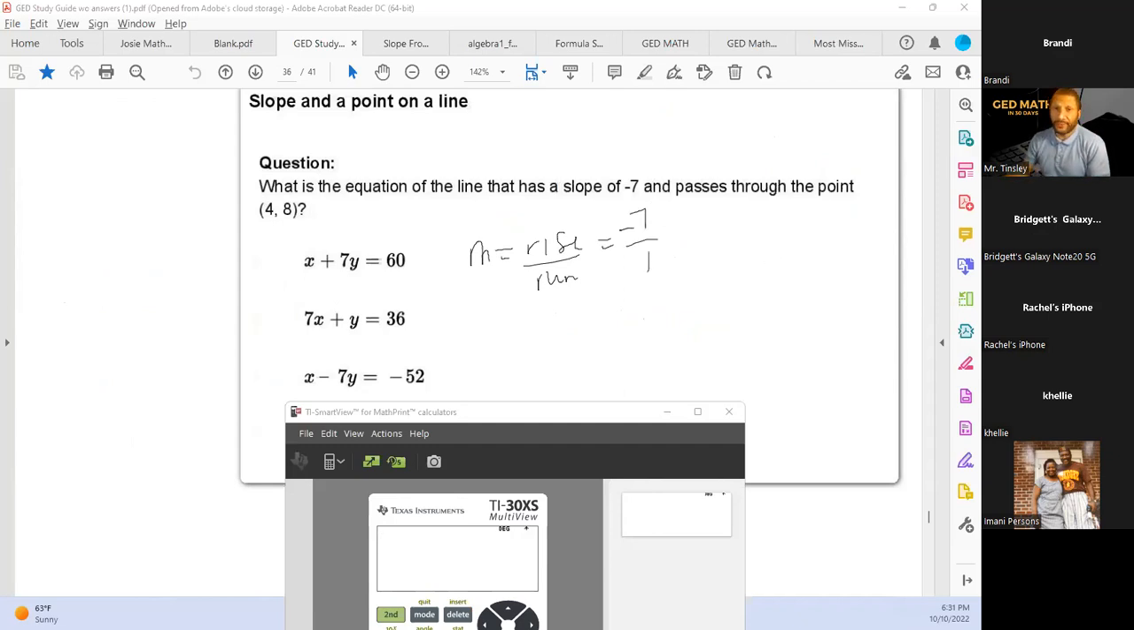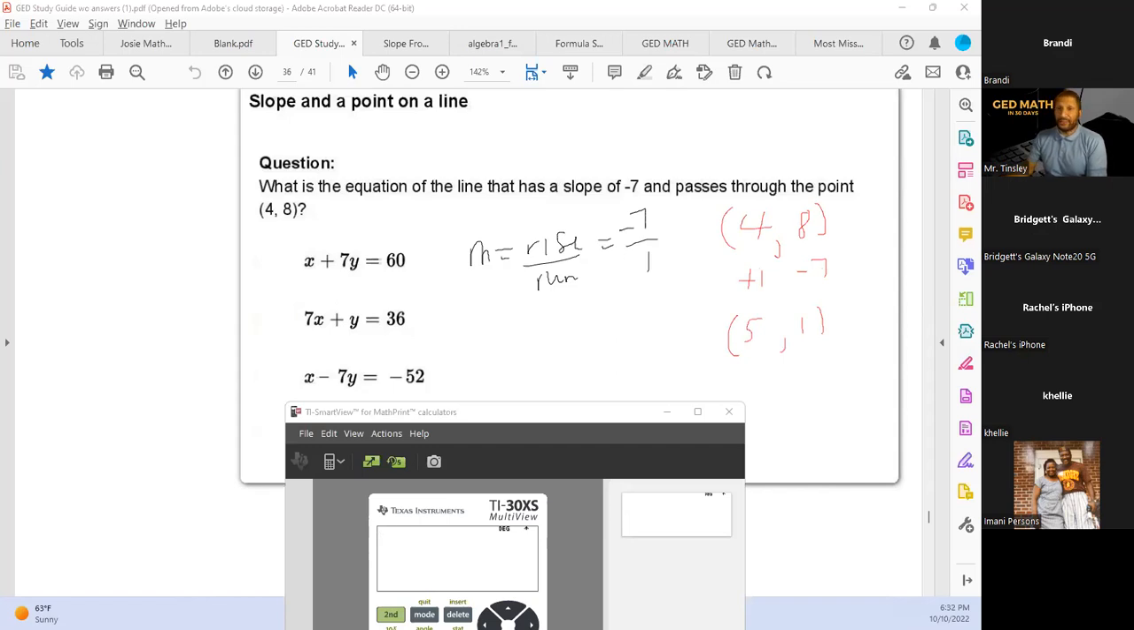So you take your first point given, 4, 8. And what does the rise mean? That means my y is going to change by -7. So I'm going to put a -7 right under there. I'm going to put a +1 right under there. Now I have my new point. 4 plus 1 is 5. 8 minus 7 is 1.